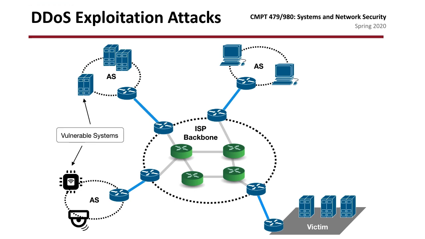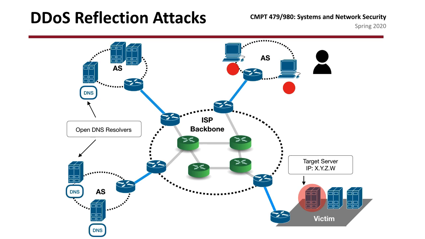In this attack model, the attacker would use vulnerable systems across different networks to send malicious traffic toward the victim network, and this way they can exhaust resources on victim machines. UDP or TCP flooding attacks are examples of this type of attack.